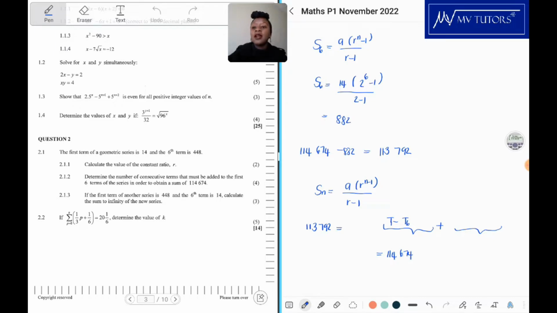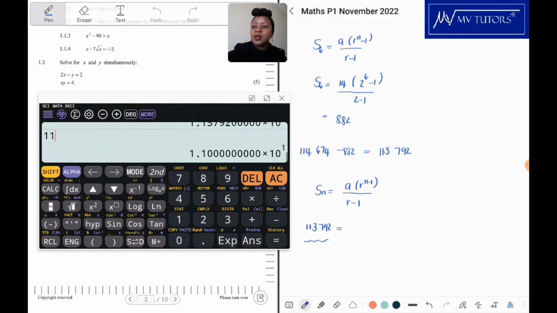114674. All right, so if we had used 114674 over here, we can say A is 14, but because we are starting somewhere where we don't know, where we have 113792, our first term is going to be different. It's going to be the sum of the first 6 terms plus this 14 that we have, and we can continue working out the rest. So when we get A, we're basically going to say 14, which is the first term, plus 882, and that is 896.